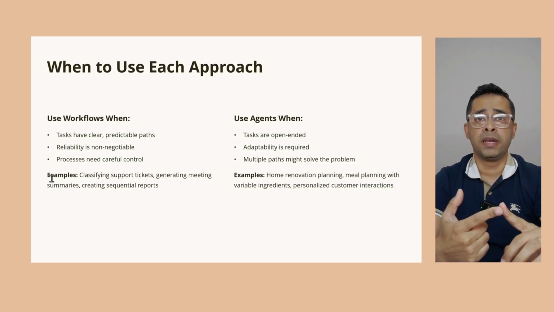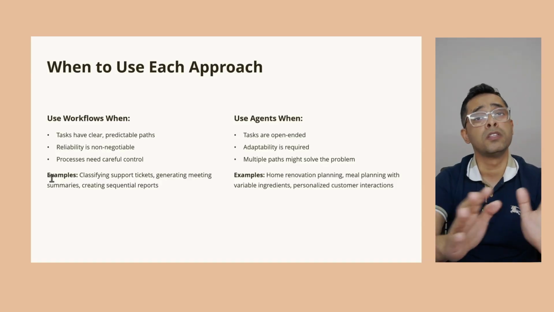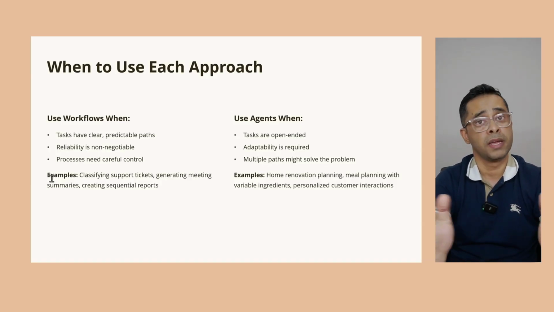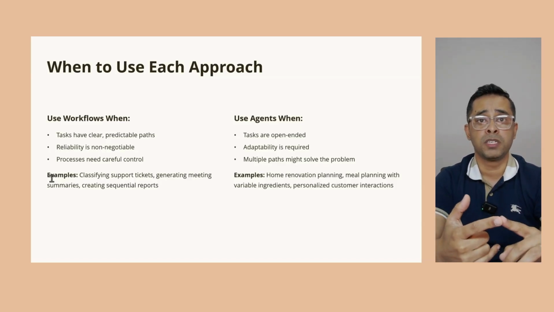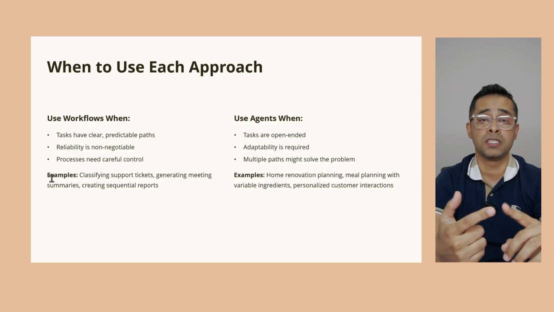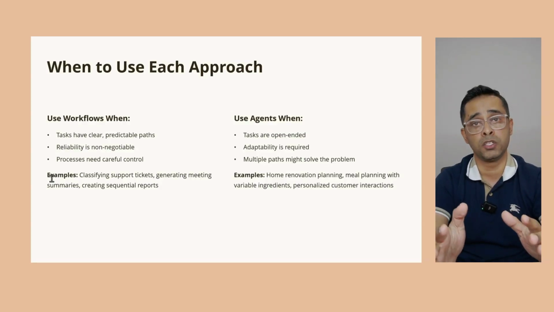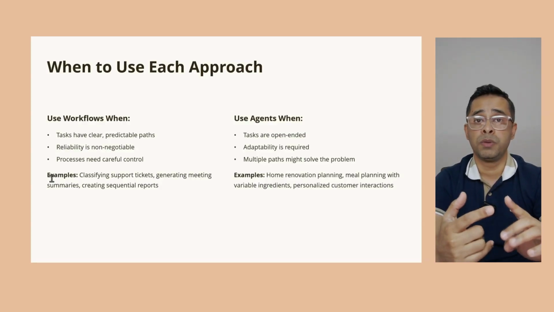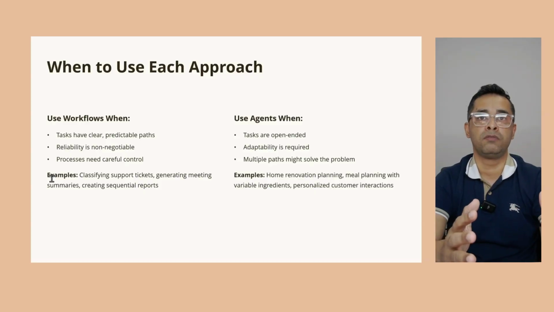You use an agent when the task is open-ended or requires adaptability, or there are multiple ways you can solve the problem. That's why you should be using an agent. For example, home renovation planning that requires estimating costs, suggesting alternatives, and adapting to unexpected issues. Or meal planning that adjusts recipes based on ingredients you have and learns from feedback.